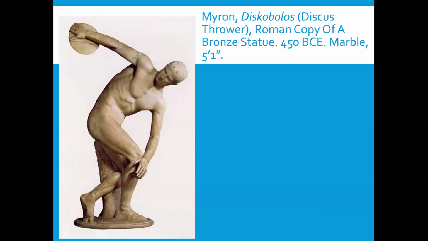Now, here is another example of an athlete. So we have an artist again, Myron. This is the Discobolus. This is actually a Roman copy because the original was a bronze and it was melted down. But this is one of the ones that looks most naturalistic as far as we can tell from the original.